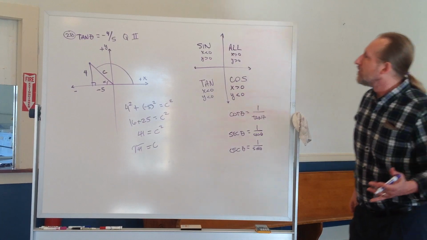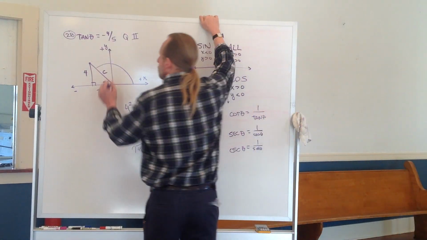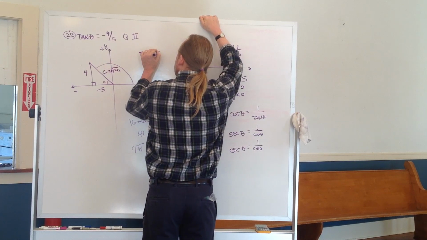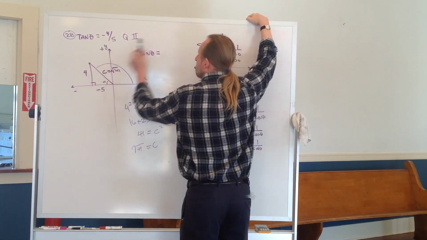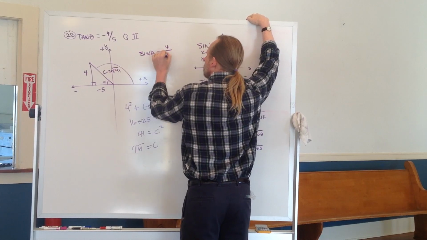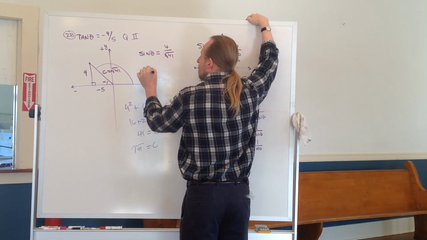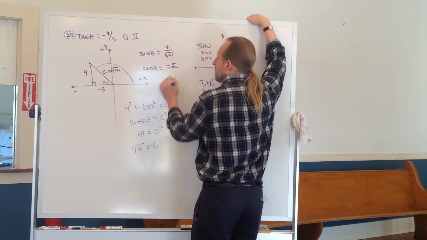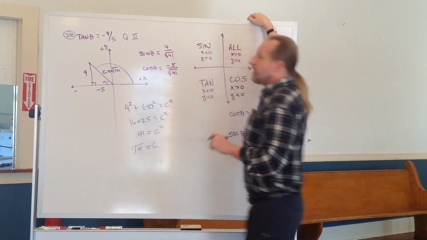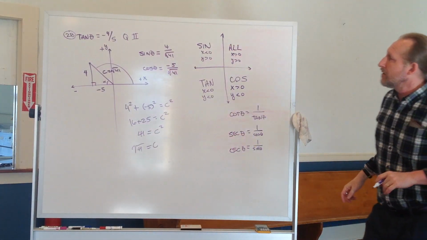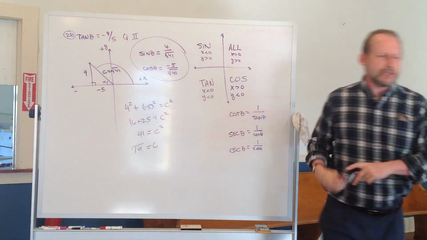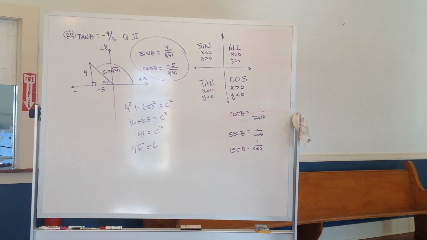Okay, so let's see. We know the tangent. So the sine of theta then is going to be the opposite over the hypotenuse, 4 over square root 41. And the cosine of theta is going to be the adjacent side, negative 5, over the hypotenuse, square root 41. So there we go. Sine, cosine, and tangent. And that's all we're looking for in these problems. And we're always given one of them.